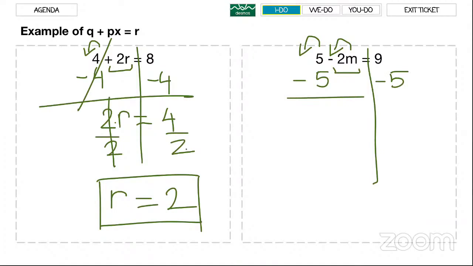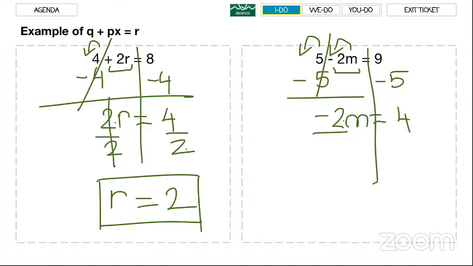Okay, so 5 minus 5 cancels out, and you need to bring down the variable term, but I told you, you have to bring down the negative sign together. It's a minus 2m. So that's why you bring down negative 2m. And that is equal to 9 minus 5. That is 4. But now negative numbers come in here, so you have to be very careful. What number do you have in front of the variable? It's a negative 2, right?